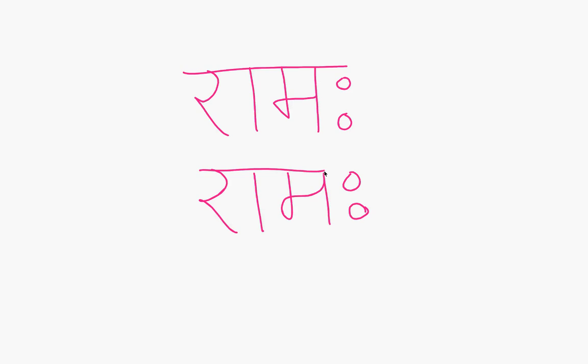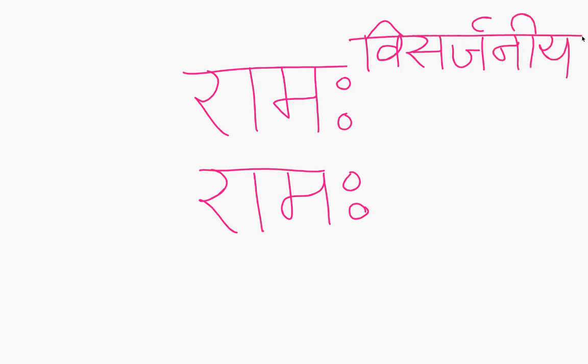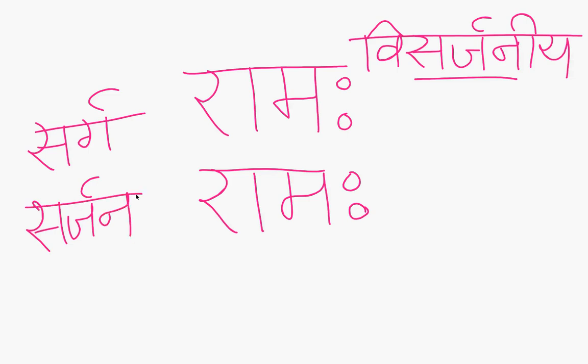Now, what is the meaning of Visarga? Anuswara we know the meaning: it follows a swara. Now it is Visarga, which is also called Visarjaniya. Some of you might know the meaning. Like Sarga, what is the meaning of Sarga? Sarga you might know, or Sarjana. Creation. Sarga is also creation. Sarga, Sarjana, creation. Now Visarjana means leaving.